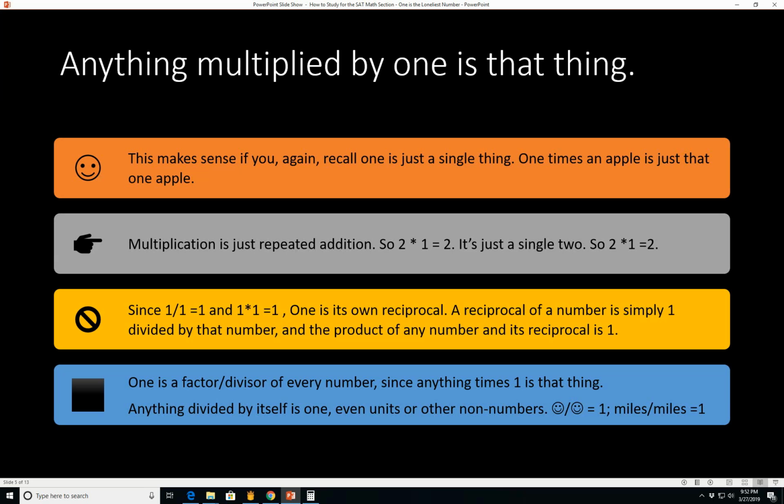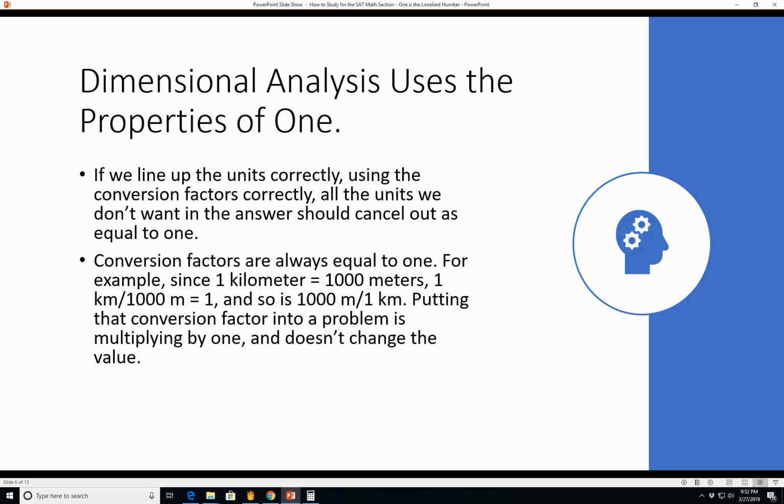Anything divided by itself is 1, even units or other non-numbers. For example, smiley face divided by smiley face is 1, miles divided by miles is equal to 1. So that's useful in dimensional analysis, as you might find in your chemistry or physics problems.